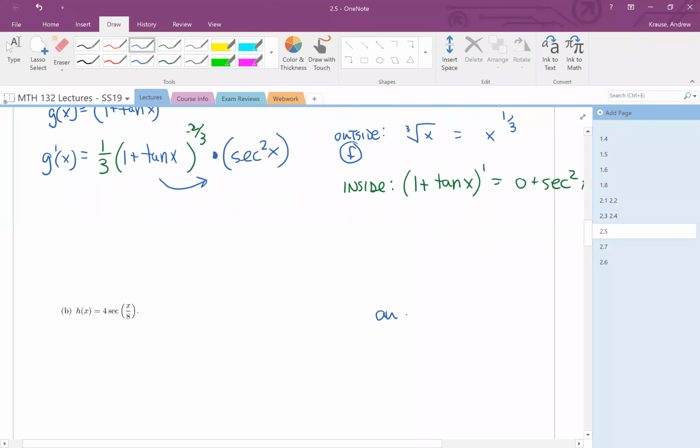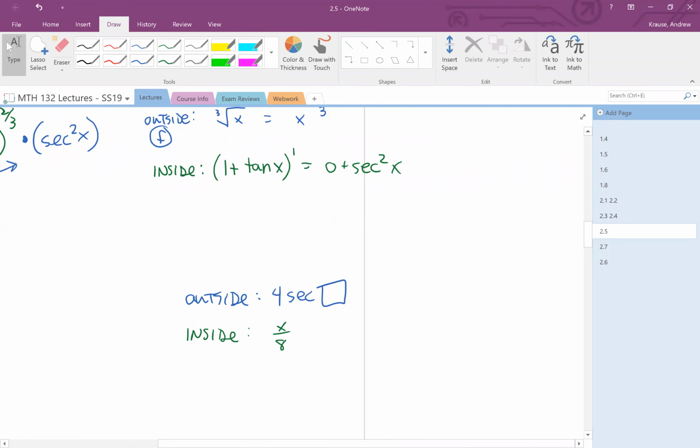So our outside function is 4 secant of something. In this case, it's x over 8. And the inside function is the x over 8. Okay. And so if we think of the derivatives of each of these functions, the derivative of 4 secant of something is 4 secant of that thing tangent of that thing.